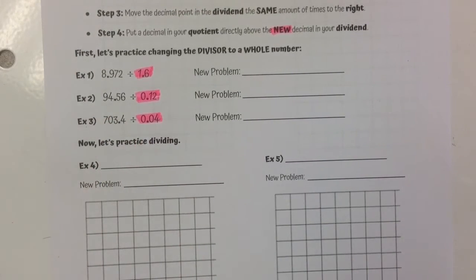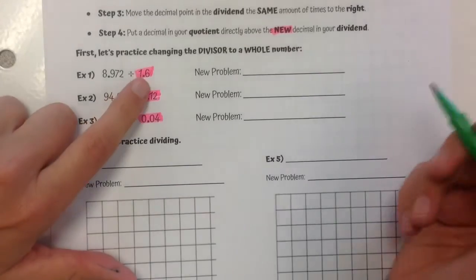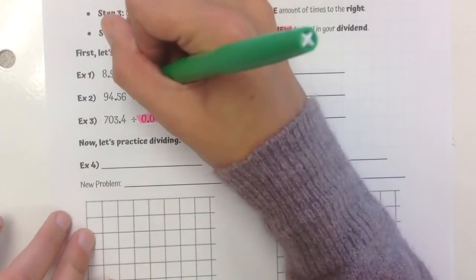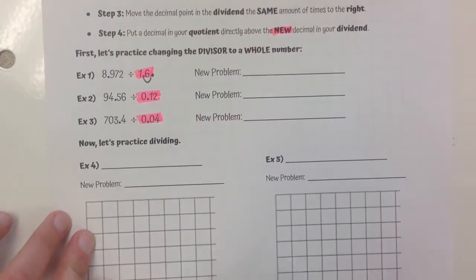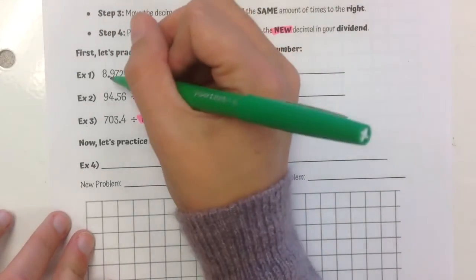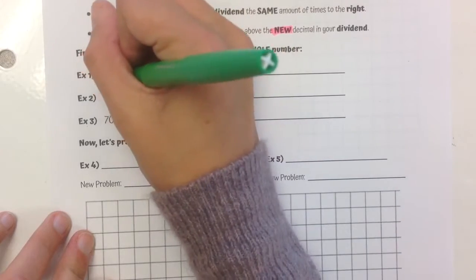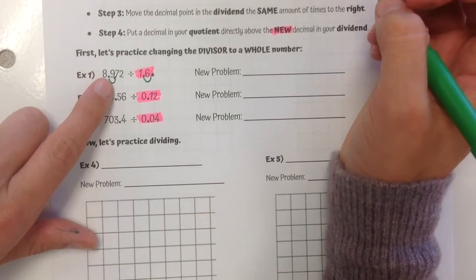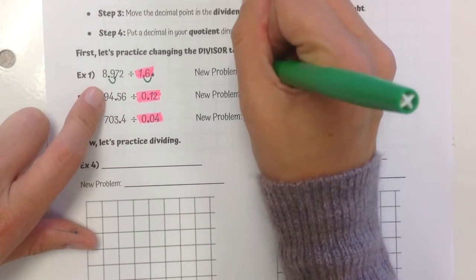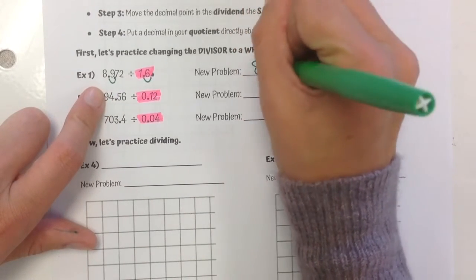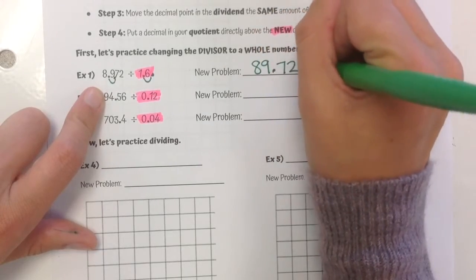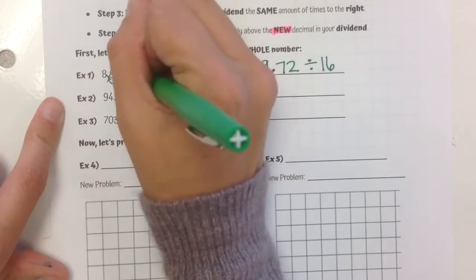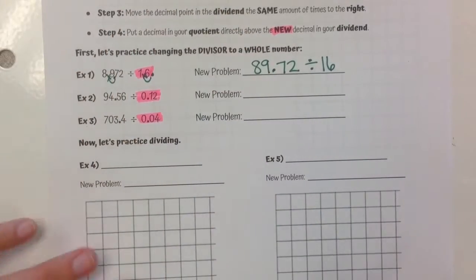So what we're going to do is move the decimal to the right to make it a whole number. I want the decimal to be all the way at the end. So that means I need to move my decimal over one time for that one. Well, I have to do the same in my dividend. I need to move this decimal over once. So my new number, I'm getting rid of the old decimal and I'm only looking at the new decimal. My new problem would be 89 and 72 hundredths divided by 16. So we ignore that old decimal and you're only looking at the new one.